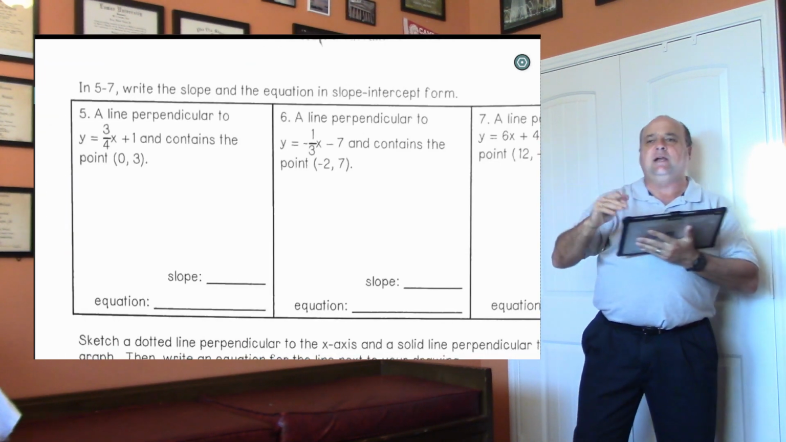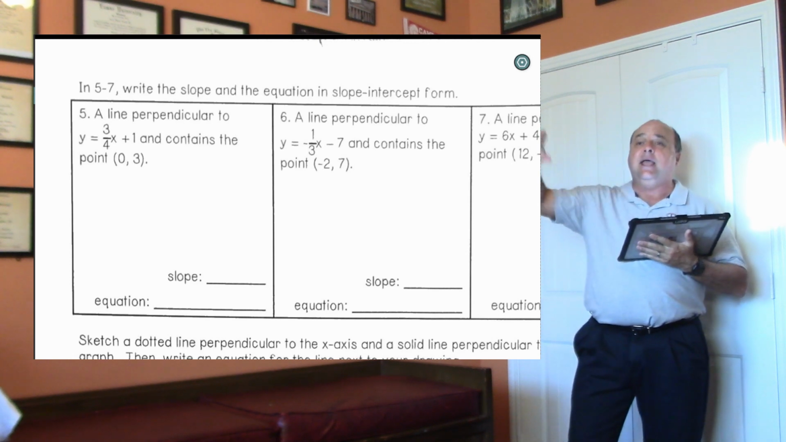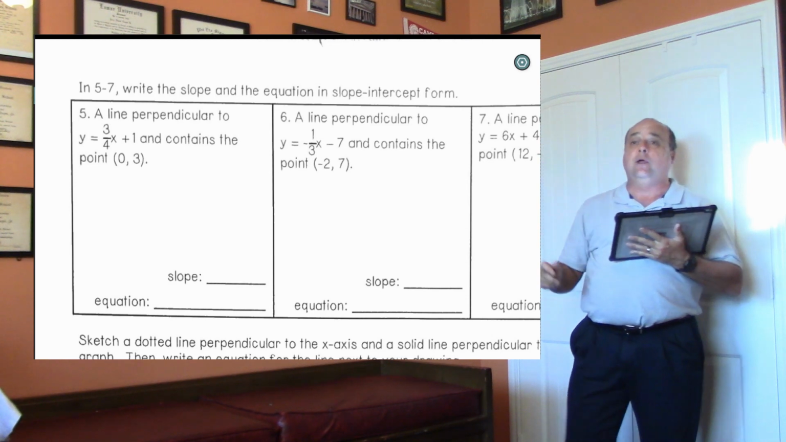Now then, this is what the state of Texas wants you to do. The state of Texas is going to give you the equation of a line and a point that another line goes through, and the new line is going to be perpendicular to the old line.